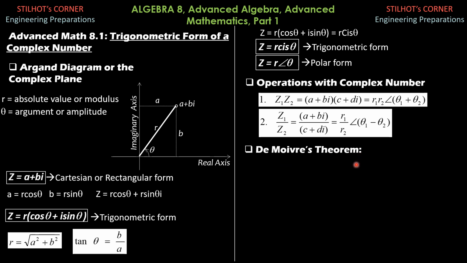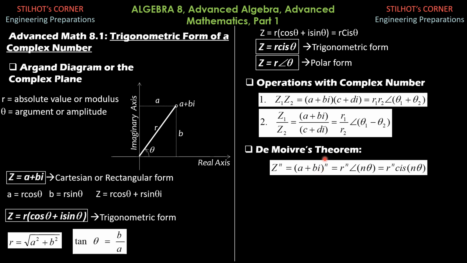So that is De Moivre's theorem, that z to the n, which is quantity a plus bi raised to n, is r to the n angle n theta. So that's the shortcut, or in trigonometric form, r to the n, then cis n theta. So the angle is multiplied by n.